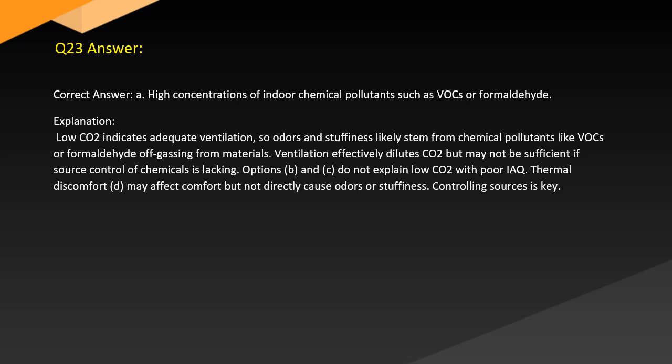Answer. Correct answer: A. High concentrations of indoor chemical pollutants such as VOCs or formaldehyde. Explanation: Low CO2 indicates adequate ventilation, so odors and stuffiness likely stem from chemical pollutants like VOCs or formaldehyde off-gassing from materials. Ventilation effectively dilutes CO2 but may not be sufficient if source control of chemicals is lacking. Options B and C do not explain low CO2 with poor IAQ. Thermal discomfort, D, may affect comfort but not directly cause odors or stuffiness. Controlling sources is key.